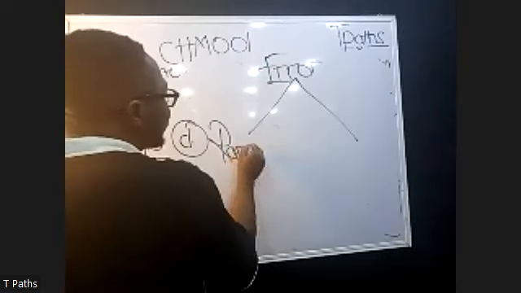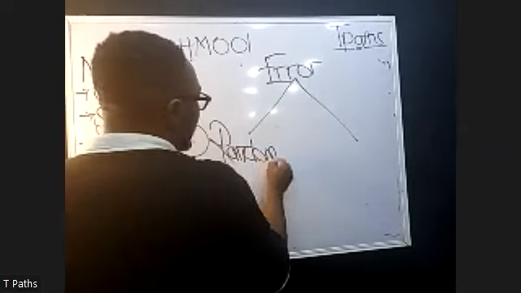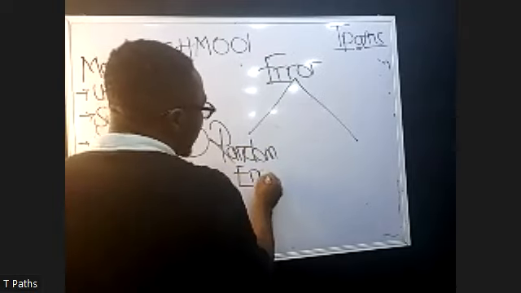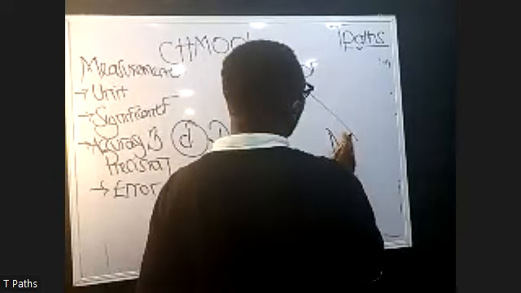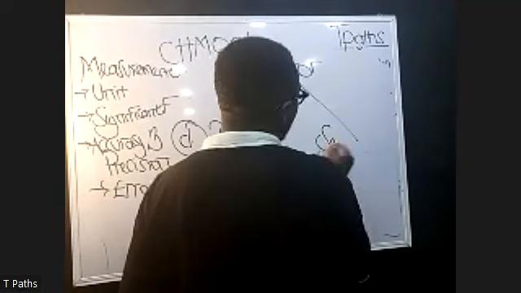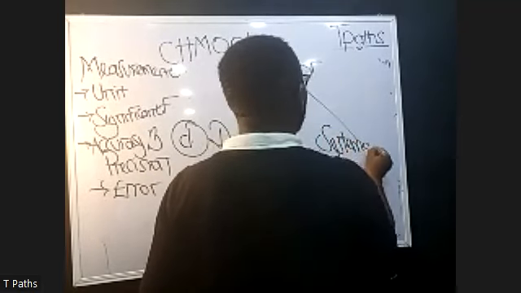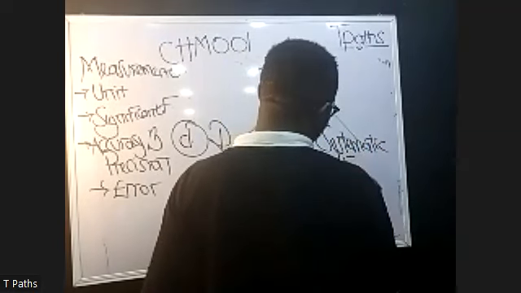We have what they call random error, and we have what they call systematic error. Now, what is systematic error?